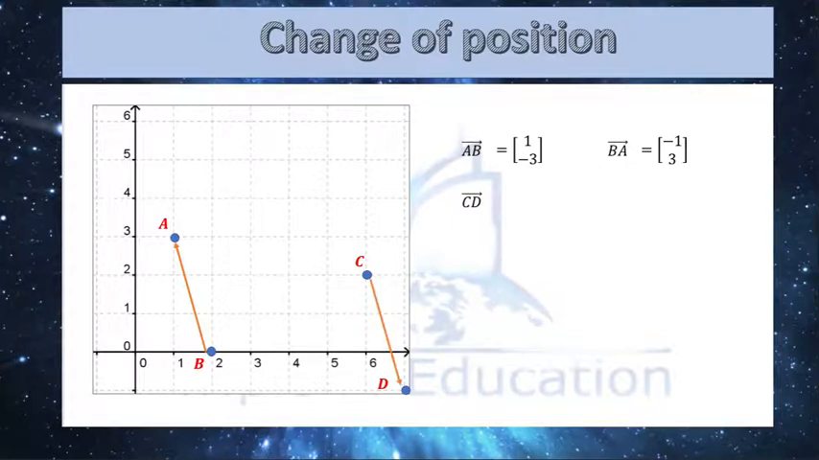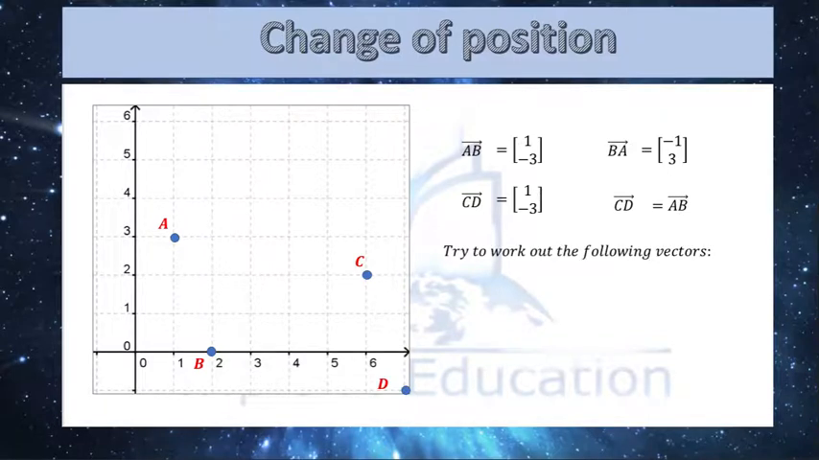For CD, I go across 1 on the x-axis and down 3. So my vector CD would be [1, -3], which is exactly the same as the vector AB. At this point, I would suggest you pause the clip and try to work out the following vectors for yourself.